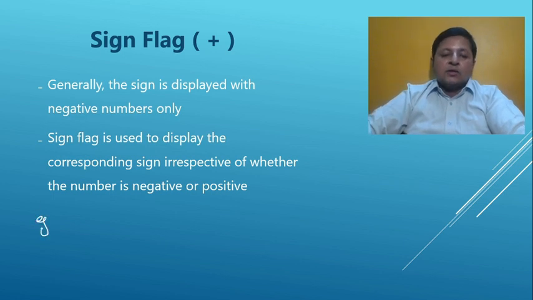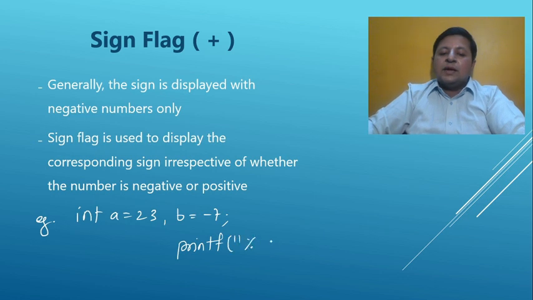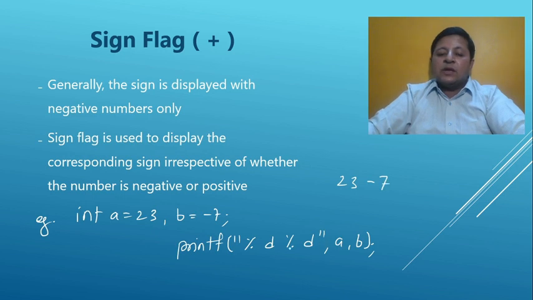Let's see an example. So suppose I have int a equal to 23 and let's say b is equal to minus 7. So if I say printf %d a comma b, in the current state the outputs are going to be, maybe let me write the output, which in the absence of sign flag, it will be 23 space maybe minus 7 because space was given in between. Now you can see the positive number is printed as it is, but negative is printed with sign. Now if I use a sign flag, let me use sign flag in both the cases.